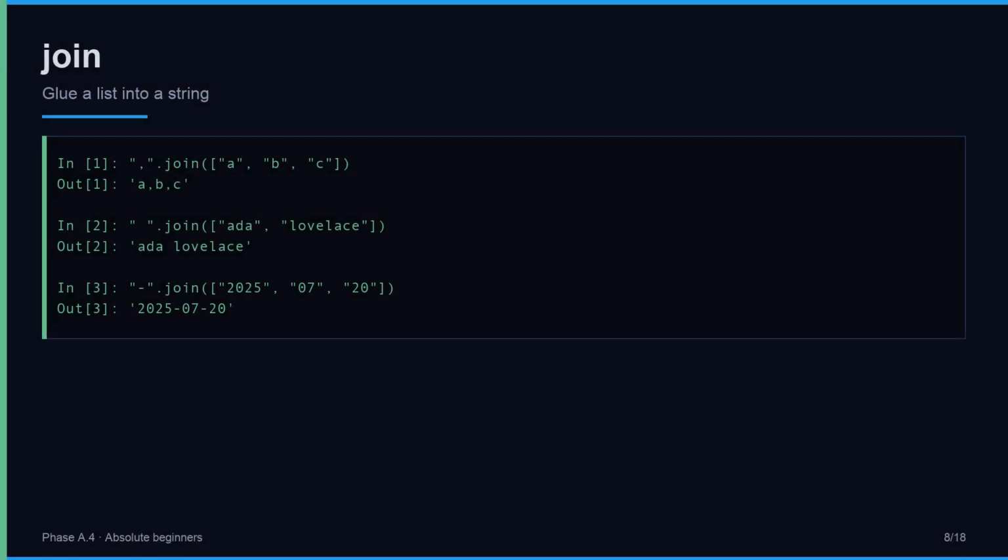One becomes many. Join is the opposite of split. It glues a list of strings into one string, with a separator you choose. Comma dot join of a, b, c gives a comma b comma c. Space dot join of Ada, Lovelace gives Ada space Lovelace. Dash dot join of year, month, day gives a date string. Notice the shape, the separator comes first, dot join, then the list inside parentheses.